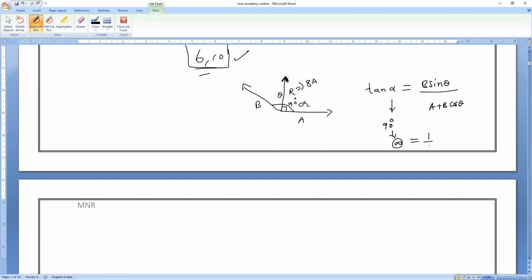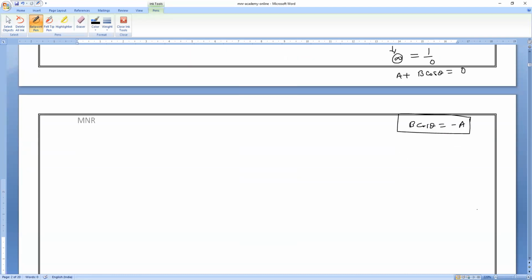So infinity means what? 1 by 0. Then I will say cross multiplication, if you do it the similar way. So A plus B cos theta is equal to how much will it come? 0. Then B cos theta is equal to what, guys? Everybody? Minus A. That's what it is. Now you can find. Already they have given the resultant. So resultant square is equal to how much? A square plus B square plus 2AB cos theta. So what is the resultant value? R value they have given in the question. How much, guys? 8. Correct or not? So that is what you have to remember.